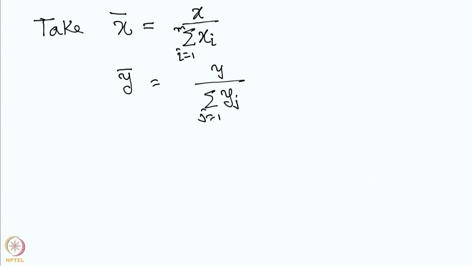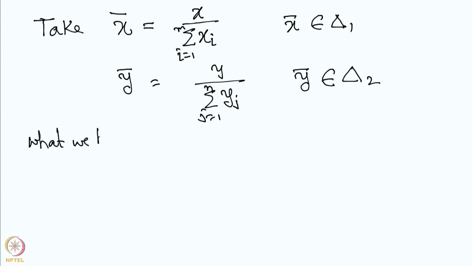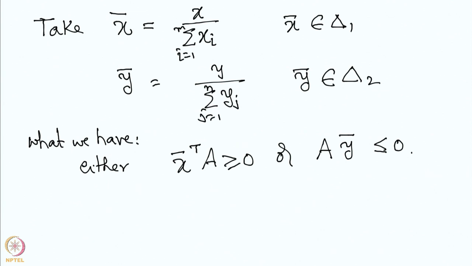Take x bar to be x by summation xi, of course i equals 1 to m, and y bar to be y by summation yj, with j equals 1 to n. Basically we are normalizing these vectors x and y. So you can say that x bar belongs to delta 1 and y bar belongs to delta 2. Now they become probability vectors. Now what we have is that either x bar transpose A is greater than or equal to 0, or A y bar is less than or equal to 0. One of these two alternatives happens.